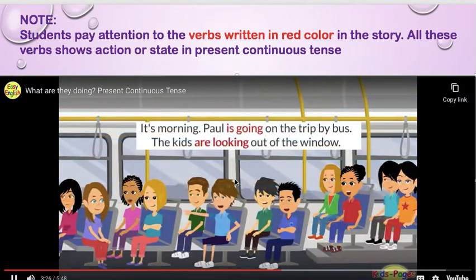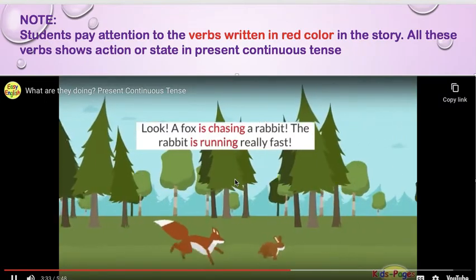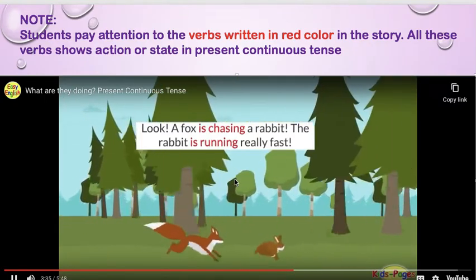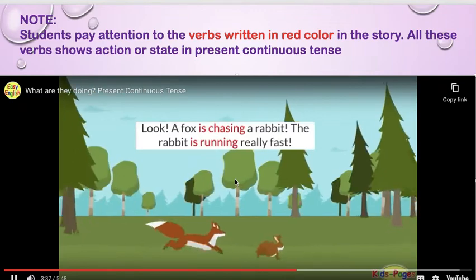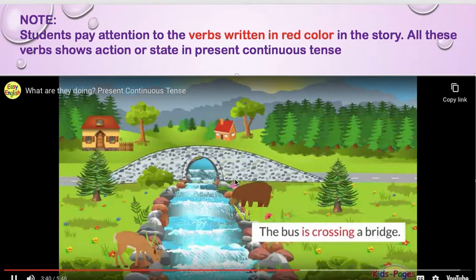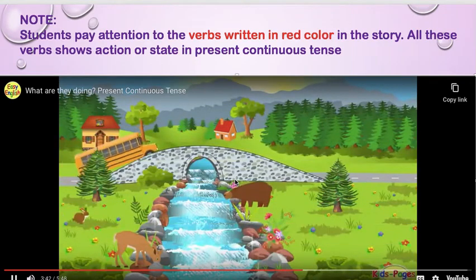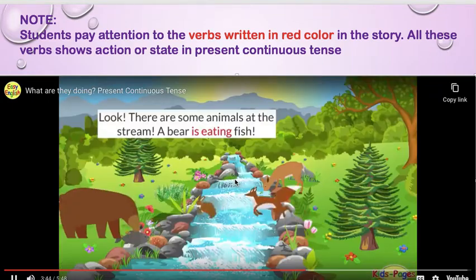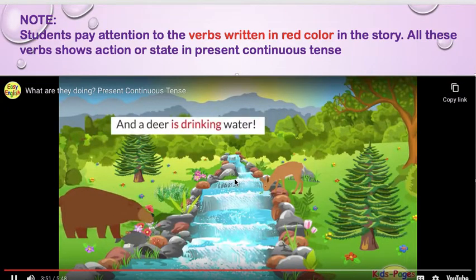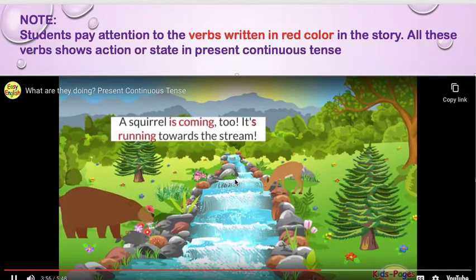It's morning. Paul is going on the trip by bus. The kids are looking out of the window. Look! A fox is chasing a rabbit. The rabbit is running really fast. The bus is crossing a bridge. Look! There are some animals at the stream. A bear is eating fish. And a deer is drinking water. The squirrel is coming too. It's running towards the stream.